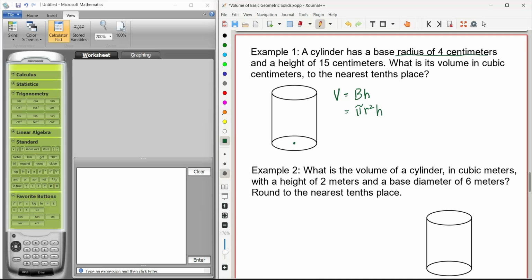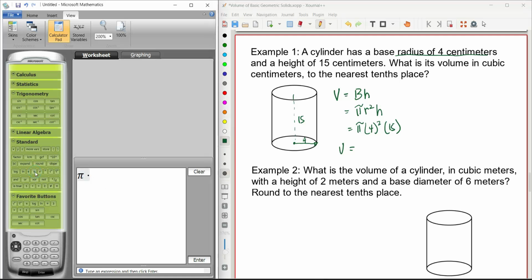By the way, it's the distance from the center to any point on the circle. So that's 4, and then it says here that the height of the cylinder is equal to 15. So everything that we need is here. All we need to do is to plug them in the formula. There you go. And then let's use this calculator to compute the volume.